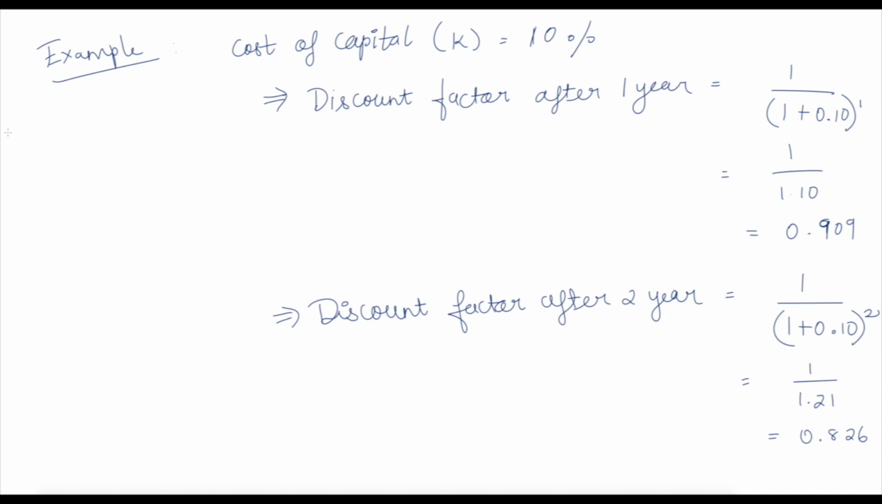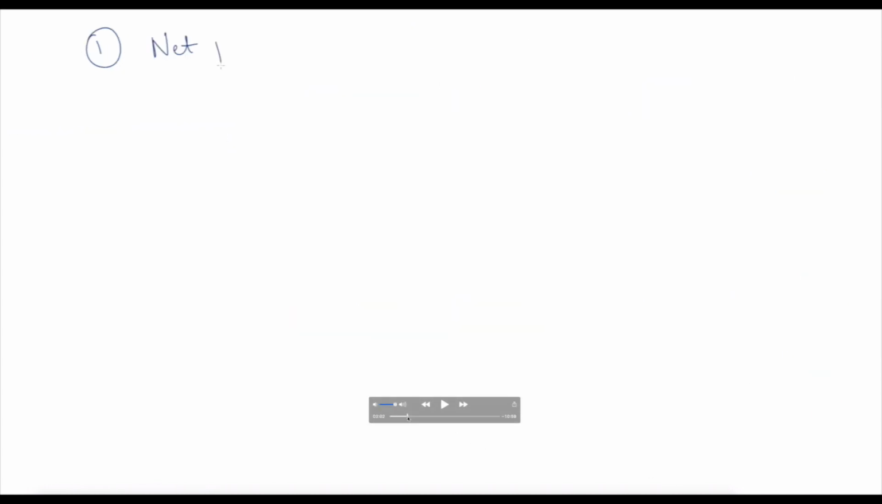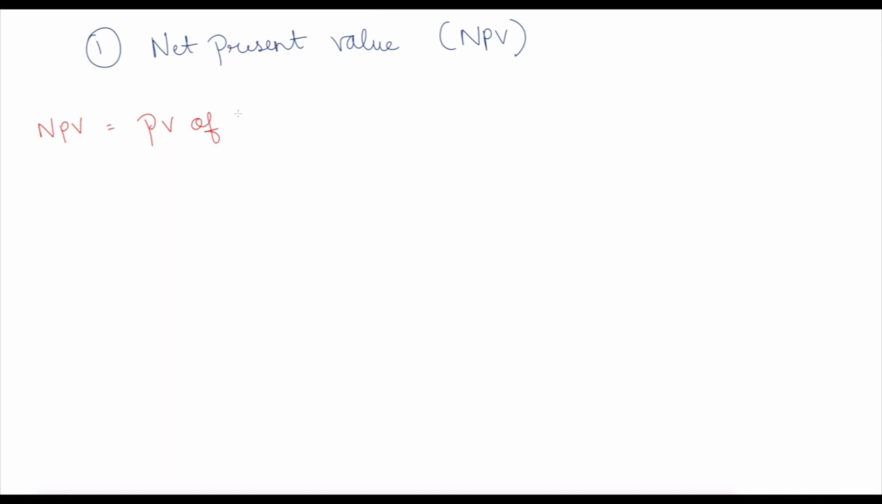Okay, let us move on to the techniques that are involved here. Okay, so the first technique is nothing but net present value. Very important. Okay, so net present value, what is the formula? It is nothing but present value of net cash inflow minus present value of net cash outflow.